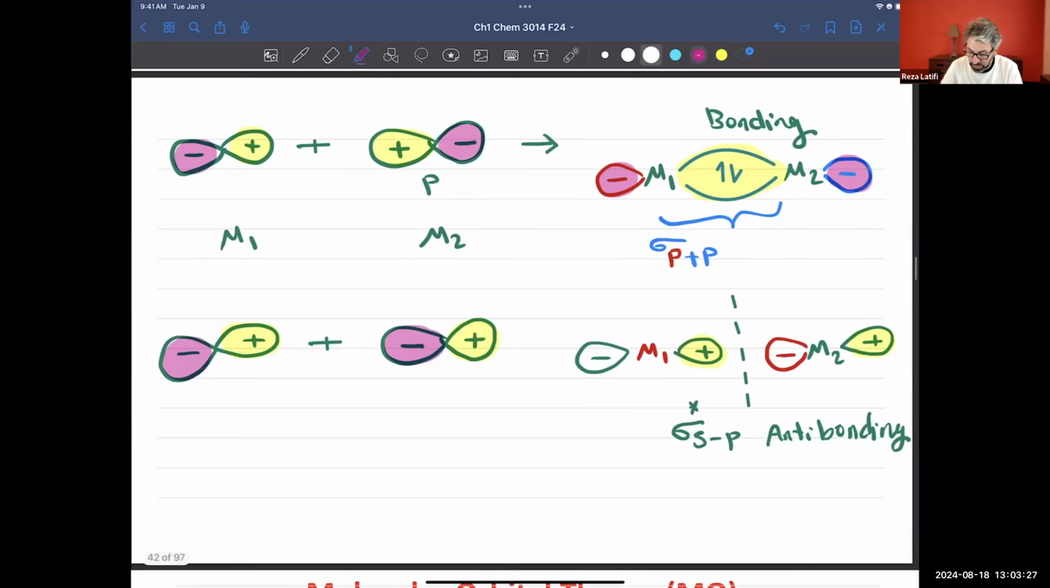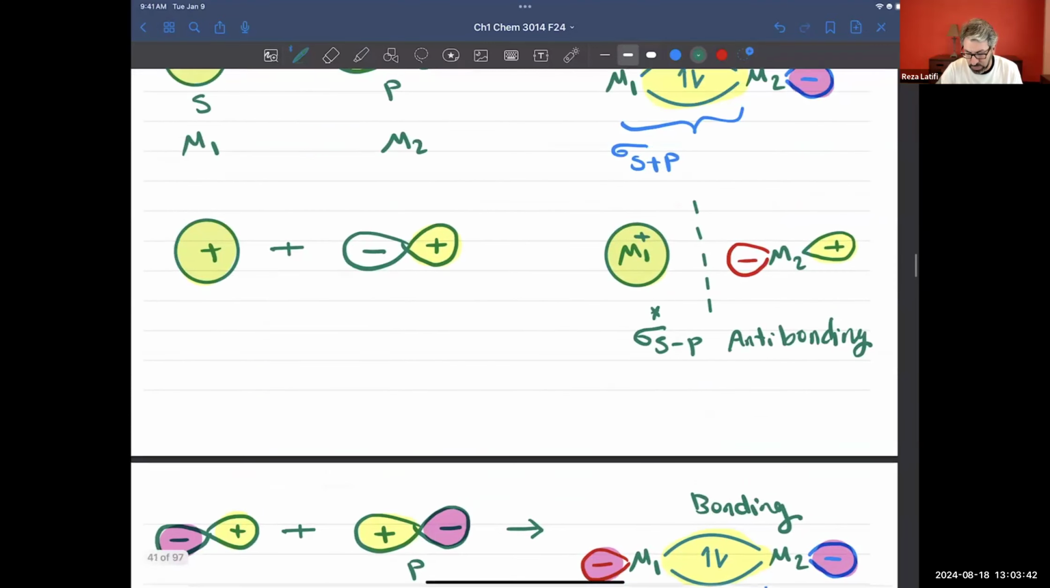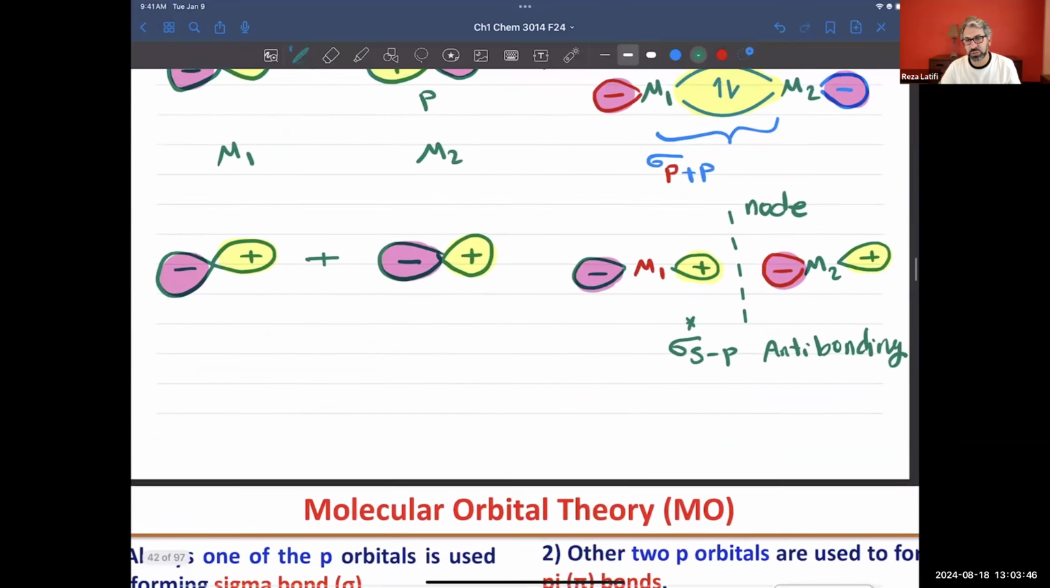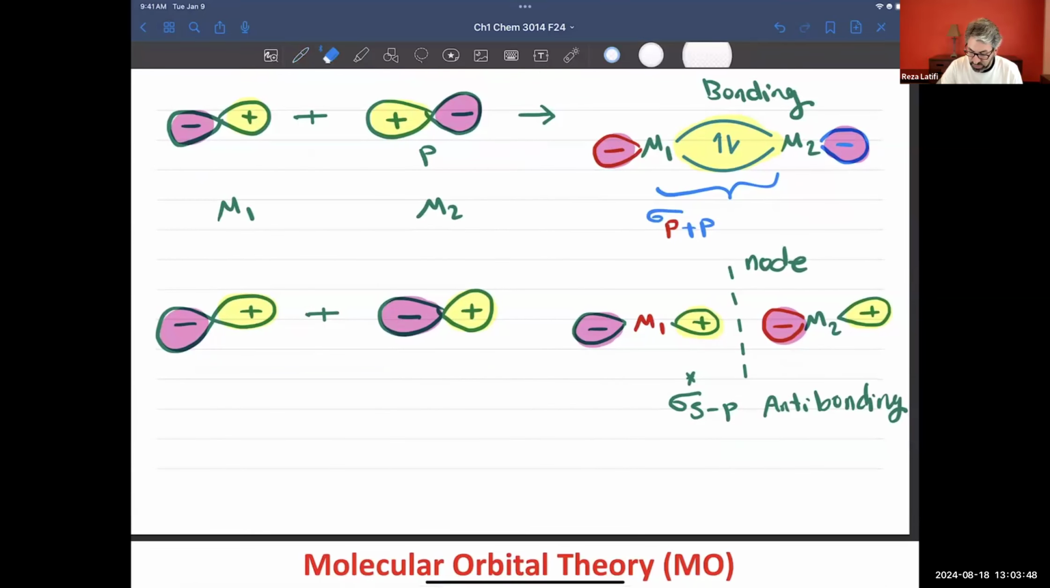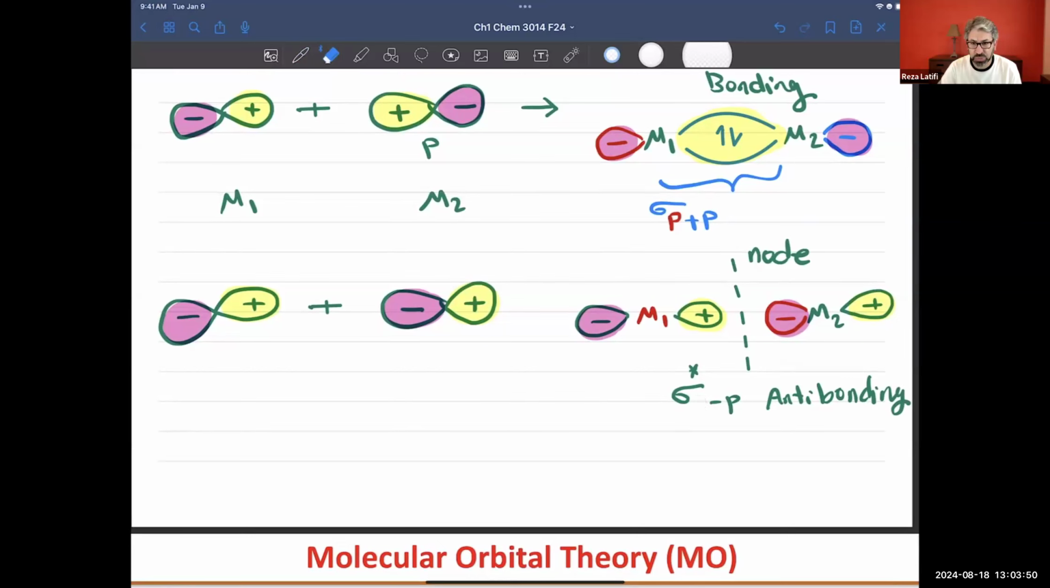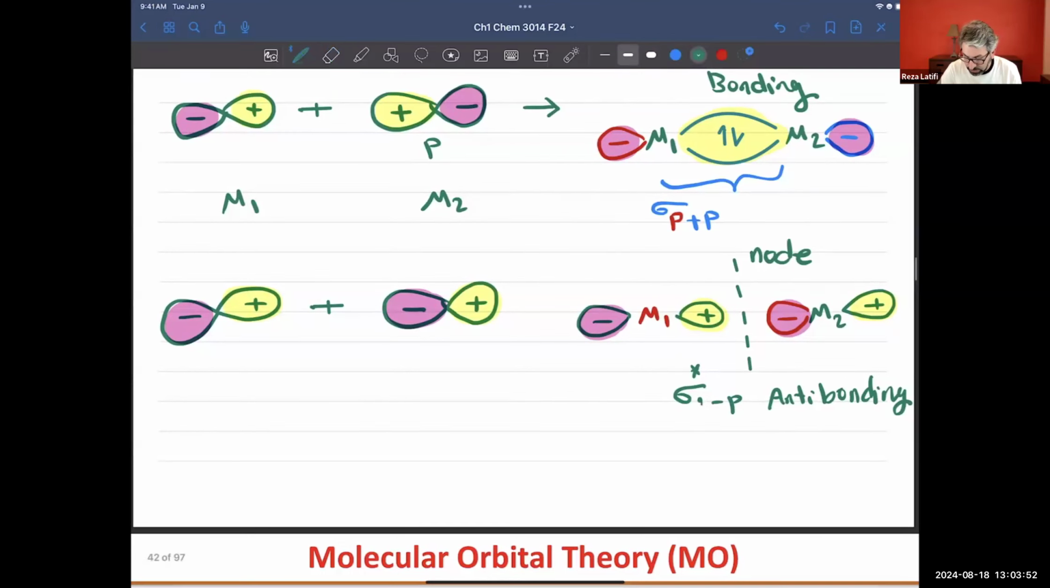Every time I cross the dashed line, I'm changing the sign from positive to negative. So that means I'm dealing with a node. That's a node. And again, similar to the previous one, this is a node. This interaction I'm going to call sigma star of PP.